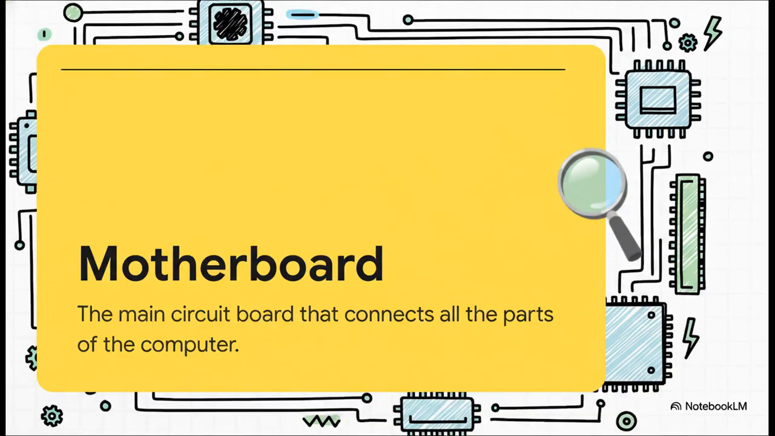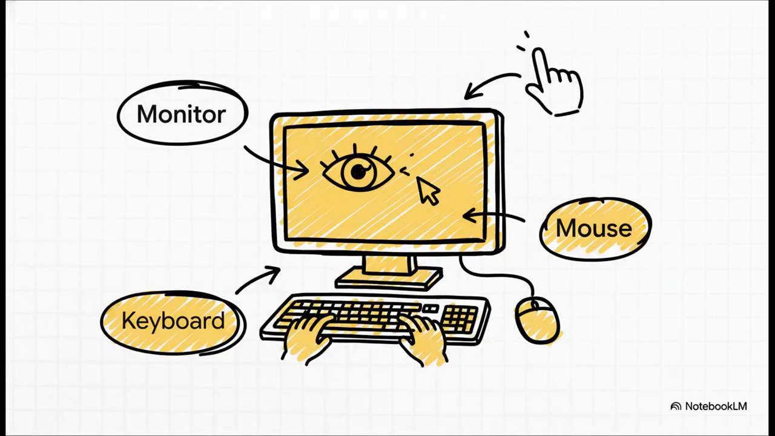So what connects all of these parts together? That's the motherboard. The motherboard is the main board inside a computer. Its job is to connect everything, the CPU, the RAM, everything, so it can all work together. And finally, let's talk about the parts we use directly. The monitor, that's the screen that you look at. The keyboard is what you use to type words, and the mouse is the small device that helps you point and click. These are the tools we use to talk to our computer.